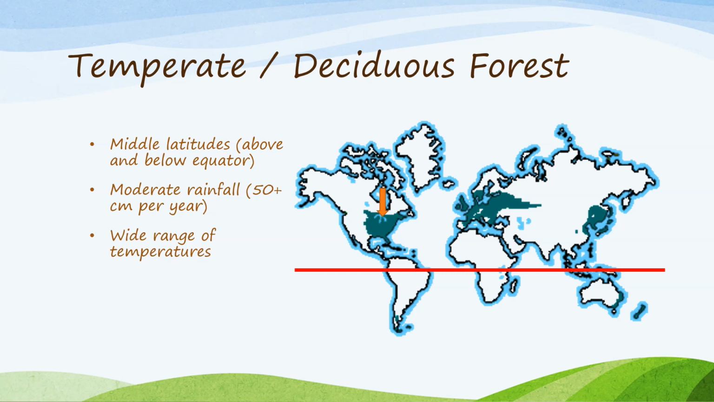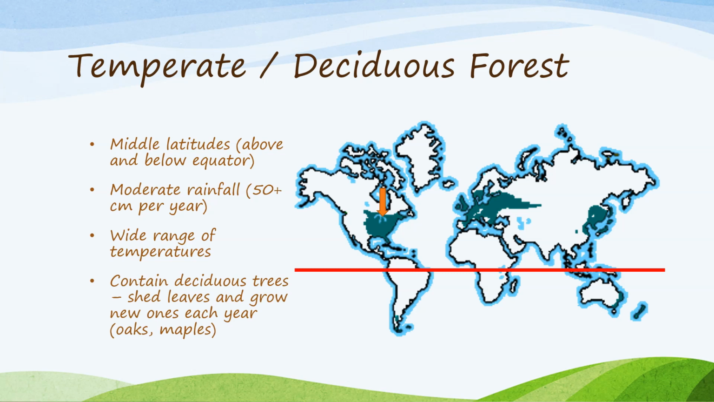We have very, very hot and humid summers, and we also have very, very cold and snowy winters. So the range of temperatures in temperate forests is really big. It can get really, really hot, and it can also get really, really cold.